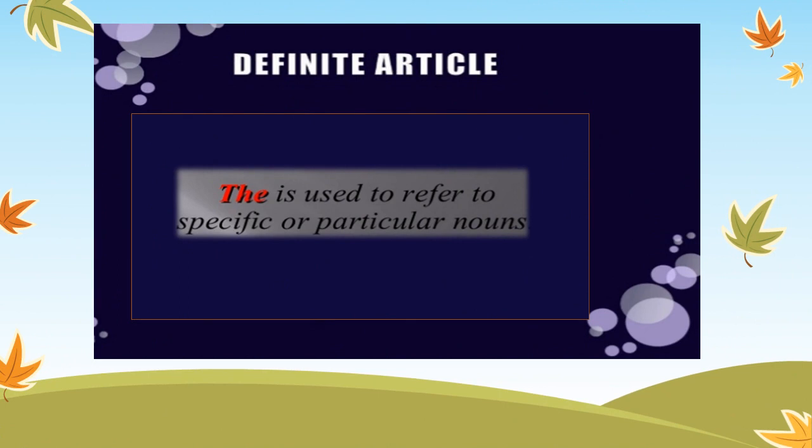I hope by now you might have clearly understood where to use an. Let's move to the next topic, definite article, the. The is called definite article because it refers to specific or particular nouns. Let's understand it more clearly.